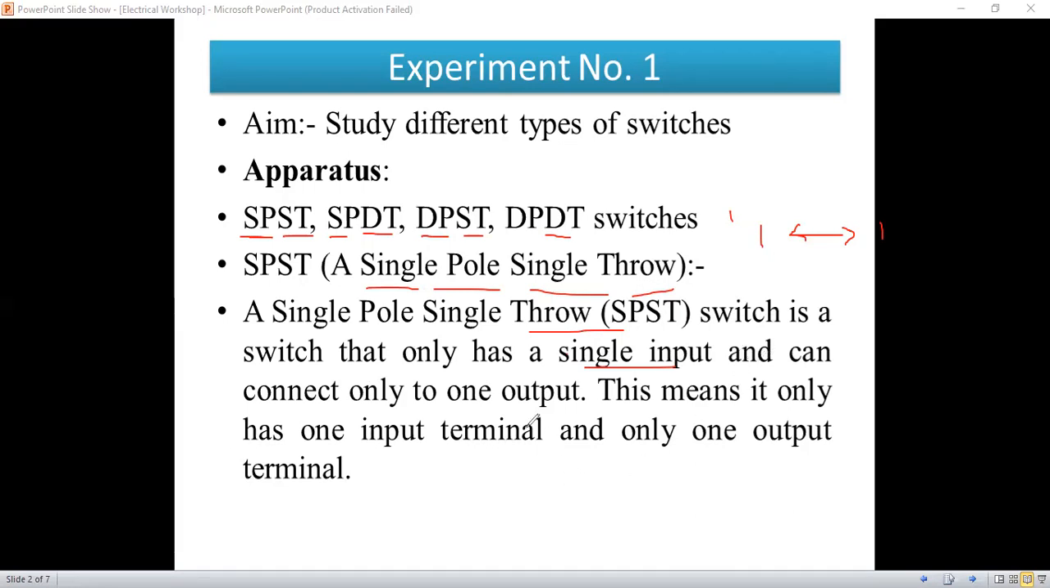So it has only one input terminal and only one output terminal. Getting it? So SPST has one input terminal and one output terminal. That means one pole can be connected once, one throw can be done, with one input terminal and another one as the output terminal. Now I will show the diagram for that switch.